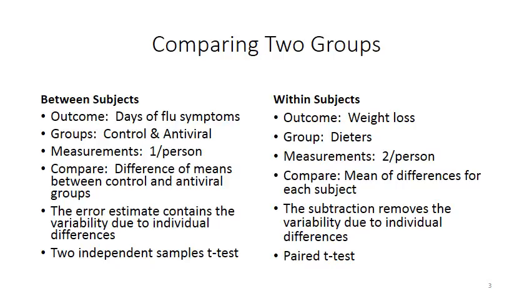In independent samples, the error estimate contains the variability due to the individual differences. For the paired samples, the variability due to individual differences is removed by the subtraction of the two readings.